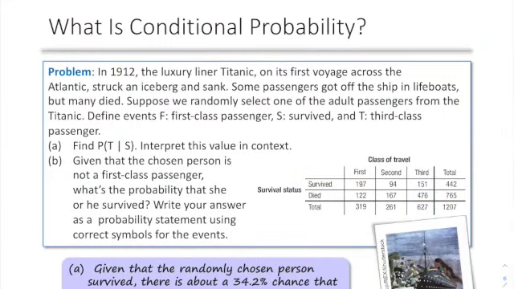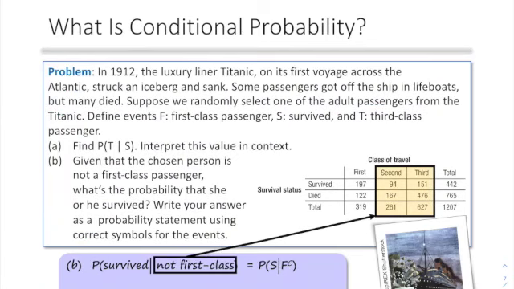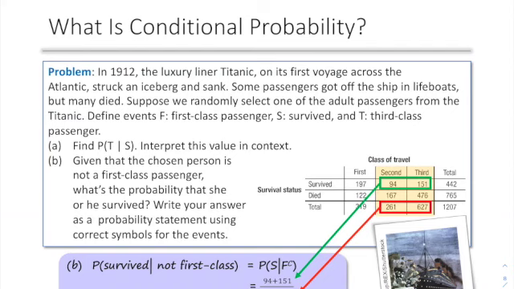Alright, so part B, given that the chosen person is not a first-class passenger, what is the probability that she or he survived? Write your answer as a probability statement using correct symbols for notation. Alright, so probability of survived given not first class. So if you're not in first class, we're looking at both the second and third class. And then when we're looking at survive, we're looking at the 94 from second class and the 151 from third class over the total from second and third class, 261 and 627. So we have a probability of 0.276.